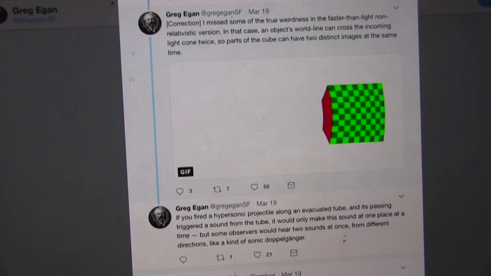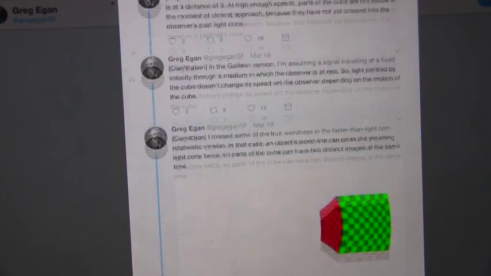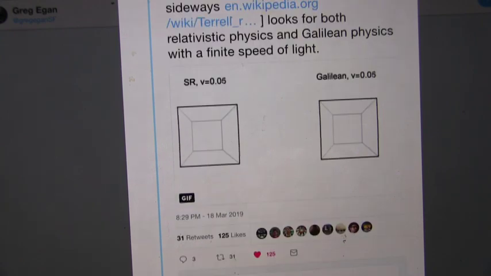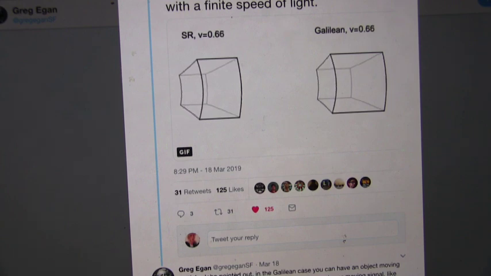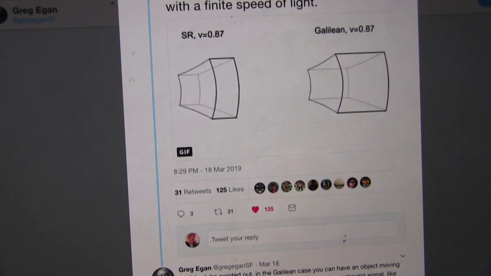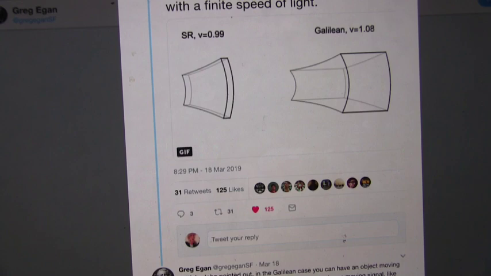But the amazing thing is that doesn't happen. What actually happens is what Einstein predicted. So the cube shrinks and bends, and in Einstein's theory you can't ever cross the speed of light. So you never see the double cube. It's cool. Yeah, that is pretty cool.